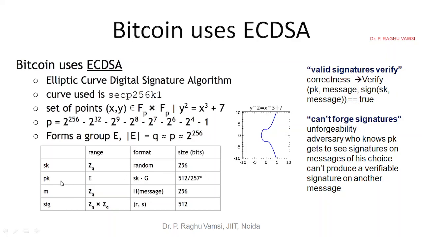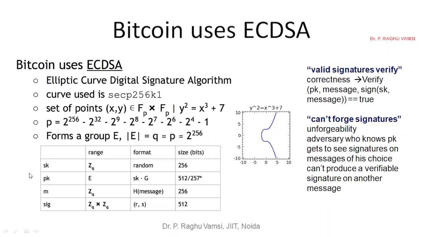The reason is you are going to sign this particular message with the secret key only. So who knows the secret key? Obviously only the sender knows the secret key. No one else can know the secret key of a person. So it is unforgeable: adversaries who know the PK, that is the public key, get to see signatures on messages of their choice and cannot produce a verifiable signature on another message. The reason is they have only the public key in their hand. Even though adversaries know the public key, the secret key is private and known to you only.